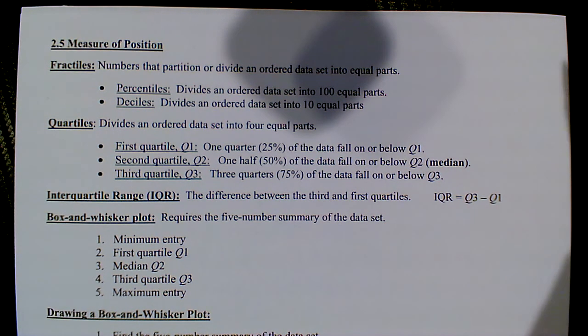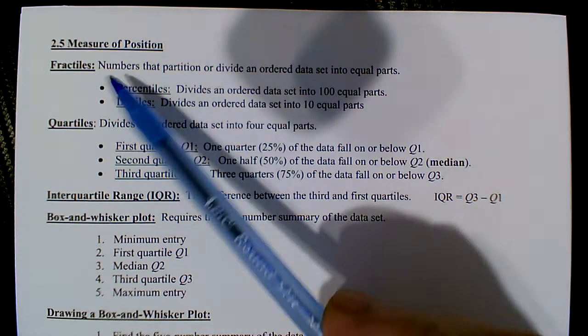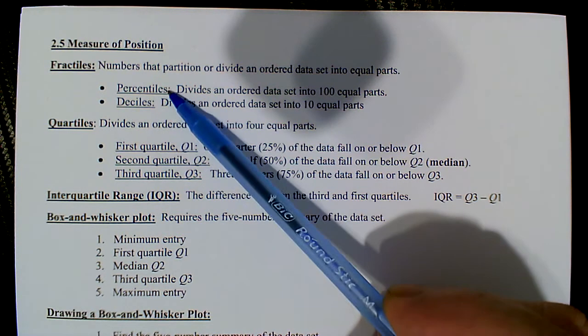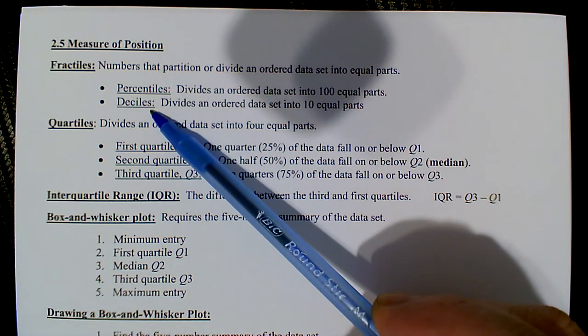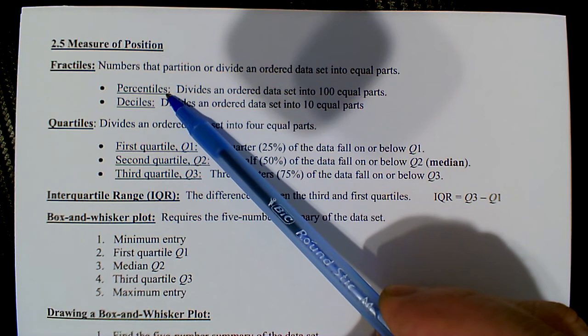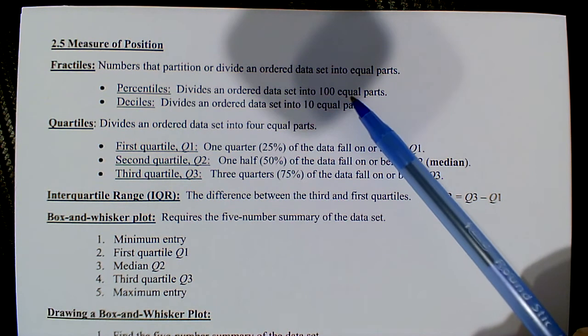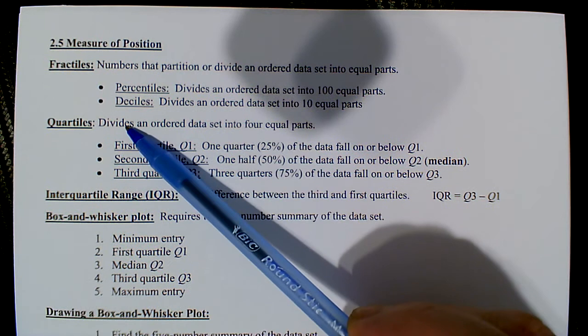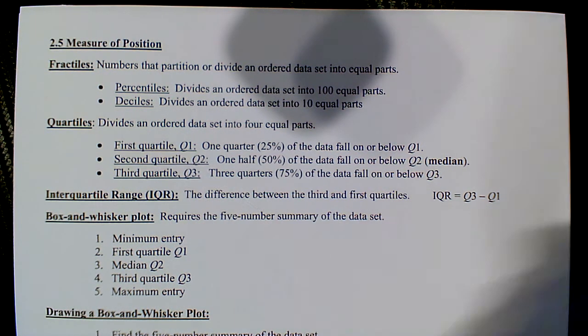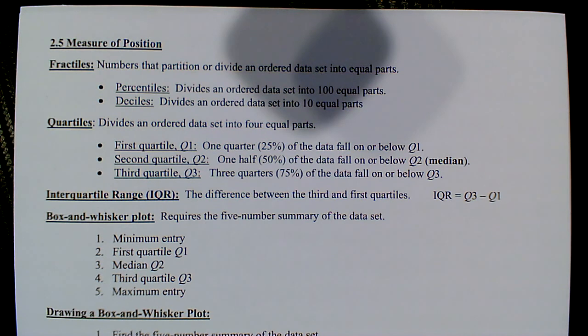When we have a data set, we can split it up into what are called fractiles, either percentiles or deciles. The percentile is most commonly used, and percentage is 100 parts. Quartiles are a common thing to indicate the position of some data, and as it suggests, quartiles split the data into 4 equal parts.